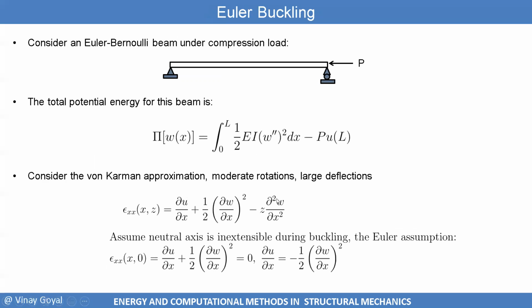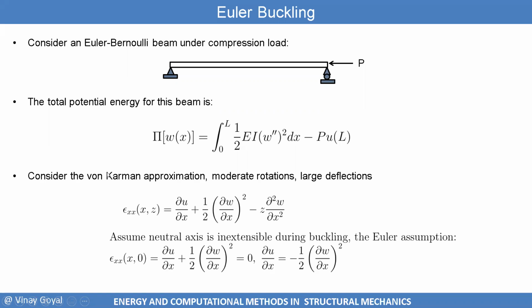So while we don't look here at higher order buckling calculations, let's look at this Euler-Bernoulli beam under compression load. You have a load applied P here, and the beam should stay straight if the loads are small and there's no imperfection. The total potential energy for this beam is the integral from 0 to L of 1 half EI w double prime squared dx minus P u times L, because that's the strain energy and that's the potential energy. We've done that several times now.